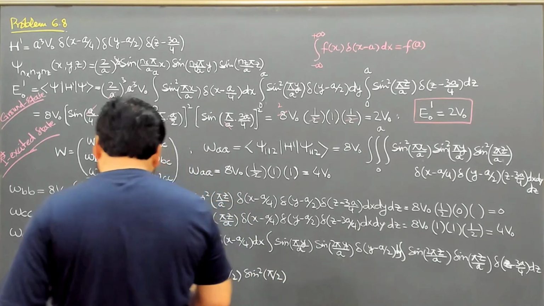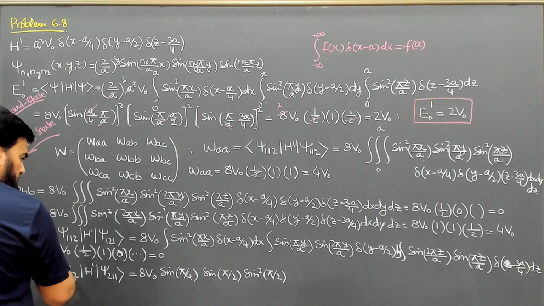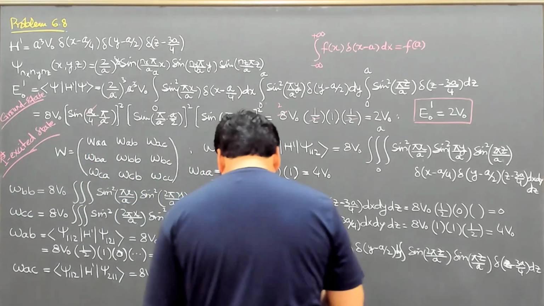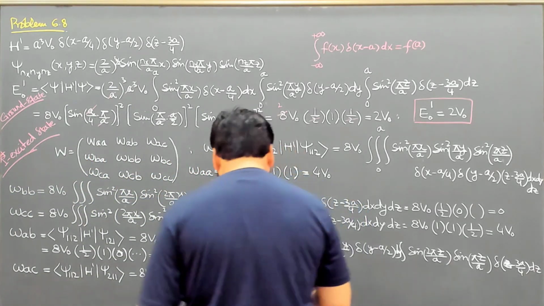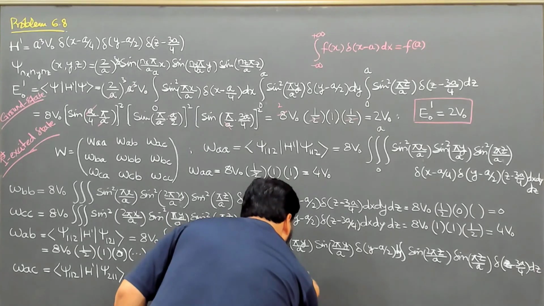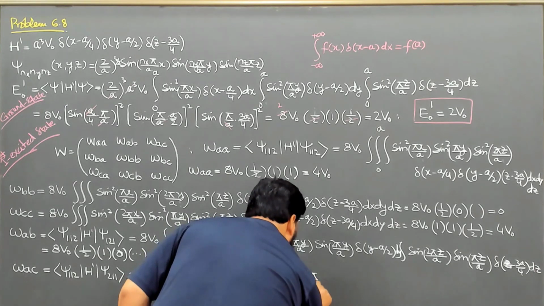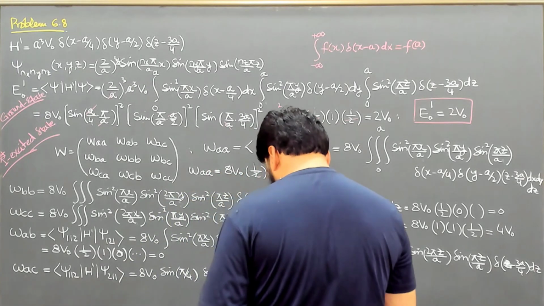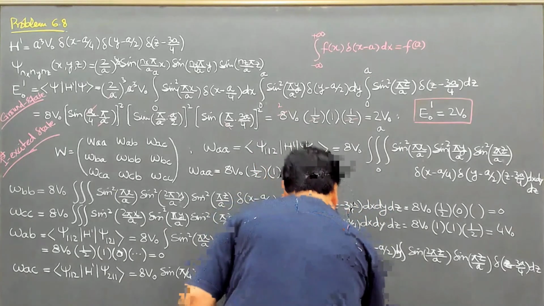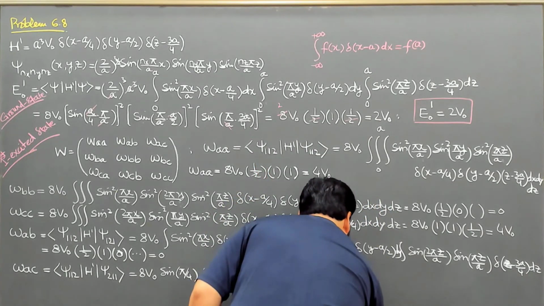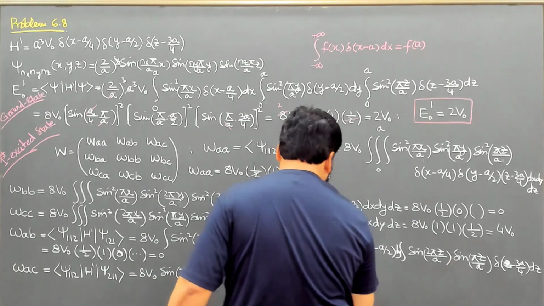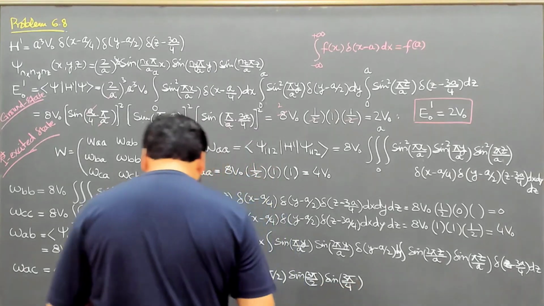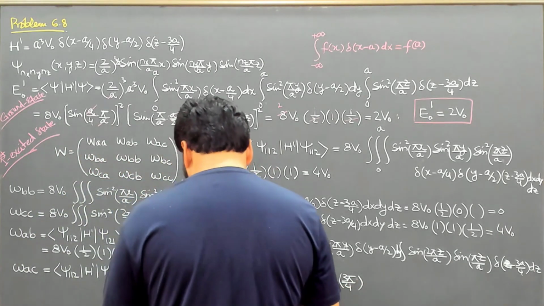And here in the z, it is 2 here and 1 here. So this will generate two terms: sine 3 pi by 2 and sine 3 pi by 4, because if this is 3 pi by 2, the other one is 1, so we have sine 3 pi by 4. There is no extra 2 here.